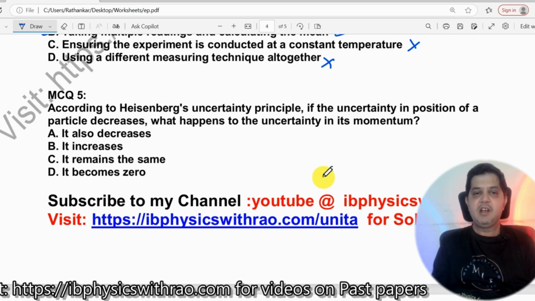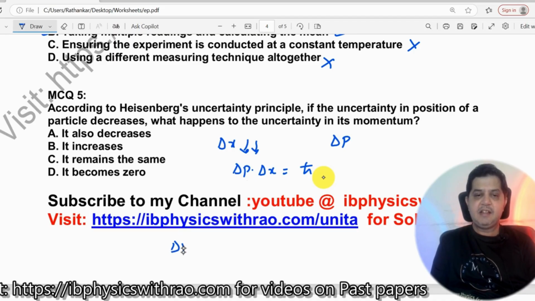Next. According to Heisenberg's uncertainty principle, if the uncertainty in the position of a particle decreases, so if your delta x decreases, what happens to the uncertainty in the momentum, delta p? We know that delta p times delta x is equal to h cross, which is your uncertainty principle. So I can now write delta p is equal to h cross divided by delta x. If this delta x reduces, then automatically delta p will increase. So it increases. B is the right answer.